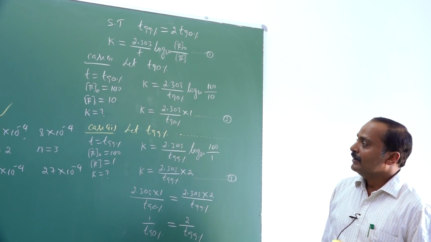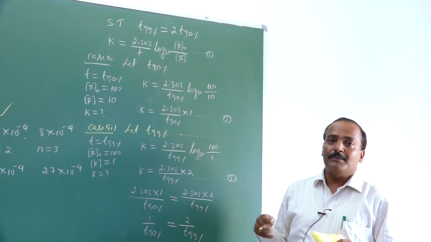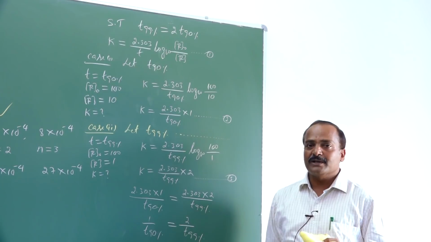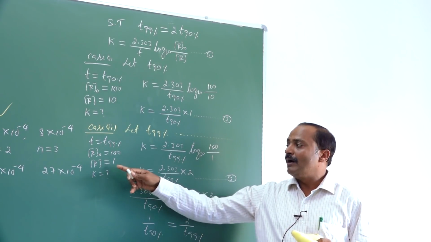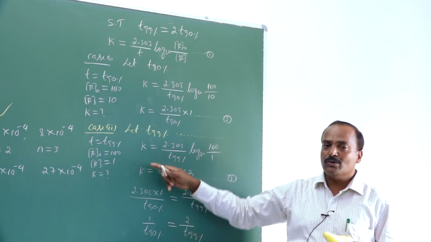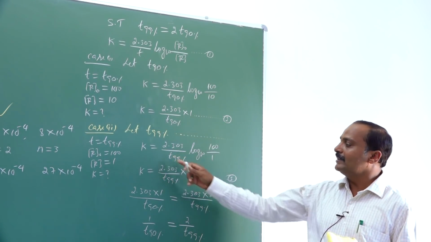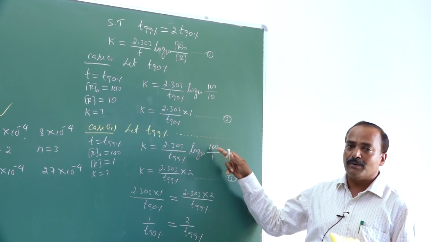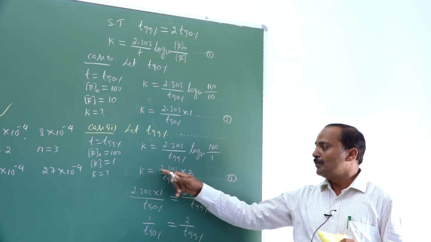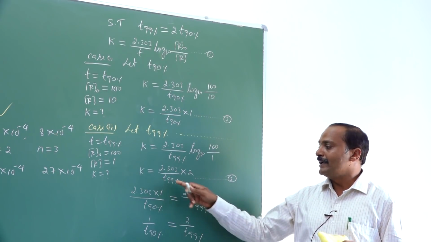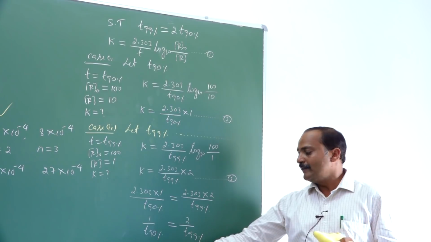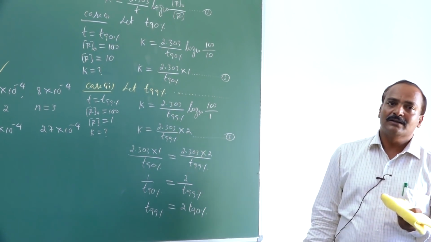Let T99% be the time taken for 99% completion of the reaction. t = T99%, R naught is equal to 100, R is equal to 1. k is equal to what? Equation 1 becomes k = 2.303 divided by T99% log base 10 of 100 by 1. The value of log base 10 of 100 is 2. Then k = 2.303 into 2 divided by T99%. Equating equation 2 and 3, we get T99% is equal to 2 into T90%.